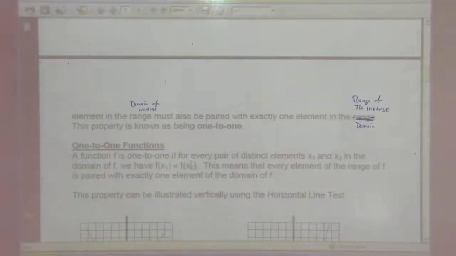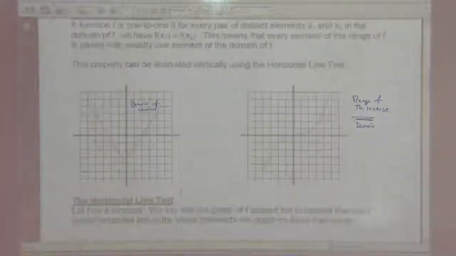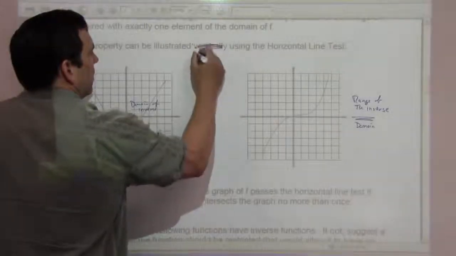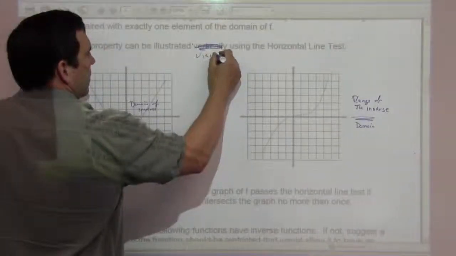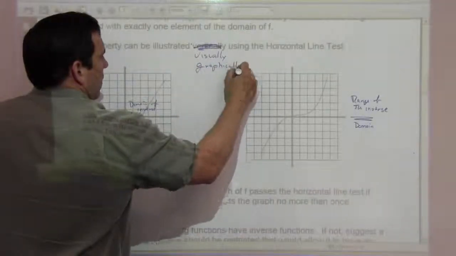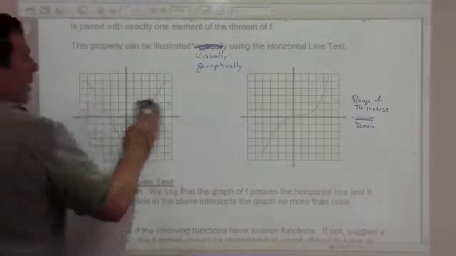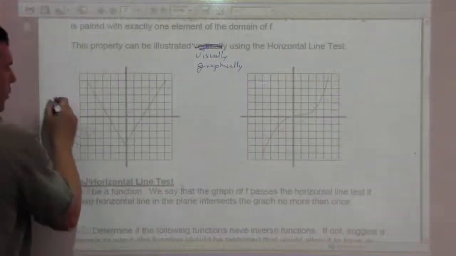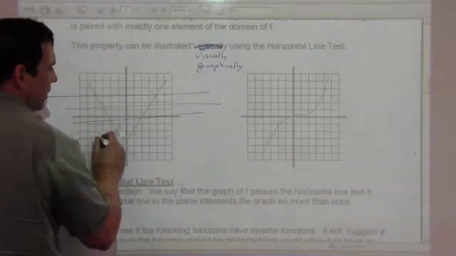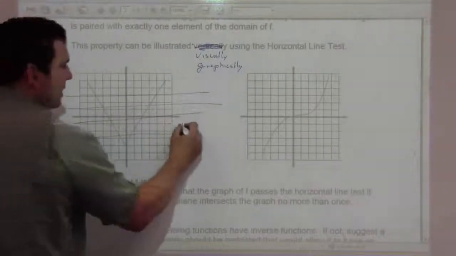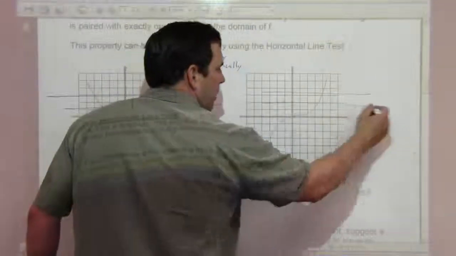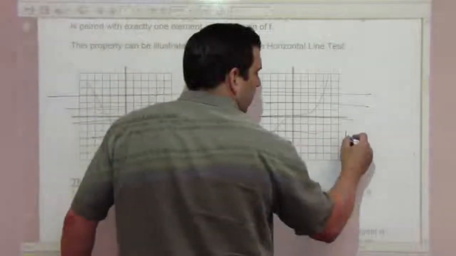This property can be illustrated visually, or graphically, using the horizontal line test. So the way this works, if you can draw a horizontal line and it hits more than one time, it's not one-to-one. So here we're hitting more than one time, this is not one-to-one. Over here, this hits only one time, so this is one-to-one.